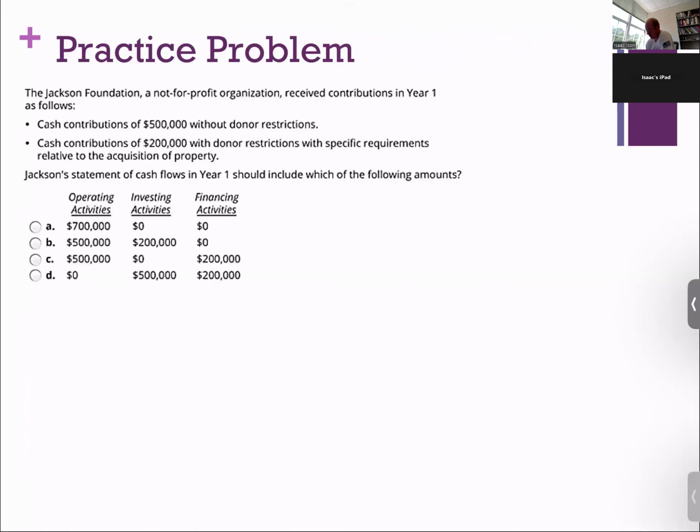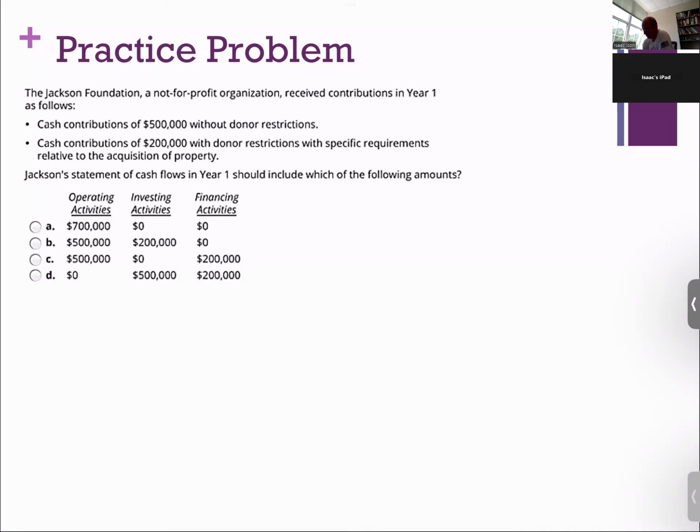If we look at this type of practice problem, Jackson Foundation, a not-for-profit organization, received contributions in year one as follows. Jackson statement of cash flows, year one, should include which of the following amounts. Okay, so the way I do these problems with you is actually how I would do them on the test too. I want to read and find out what they're asking. Then I go back and try to figure out what the numbers are.